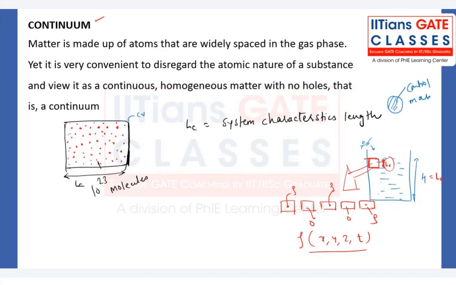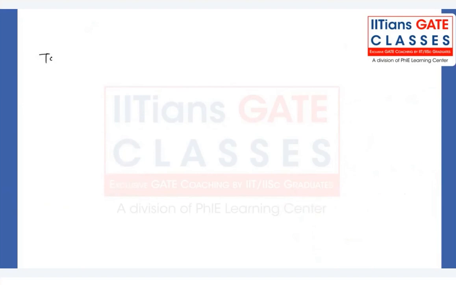So if you just observe your system characteristic length over here only, you can observe the gap. But in this big, large control volume, lots of molecules are there, and even though they have a gap, that will be negligible. That's why, to define the validity of the concept of continuum, we define one number, that is the Knudsen number.